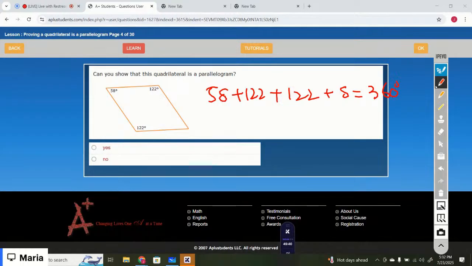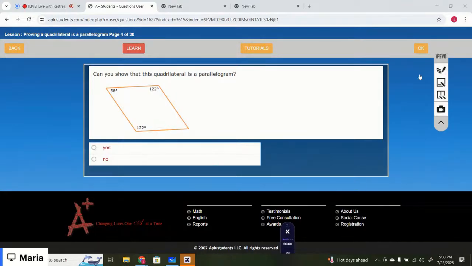So that is 122 plus 122 plus 58, that is 302. So 360 minus 302 is 58 degrees. So the correct option is 58 degrees. So you can see the opposite angles are congruent. So that means that is a parallelogram. The correct option is yes.